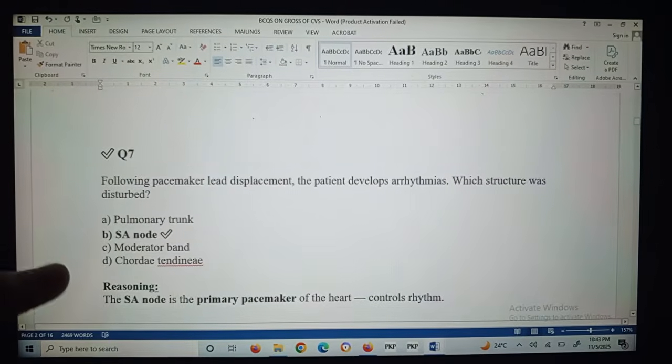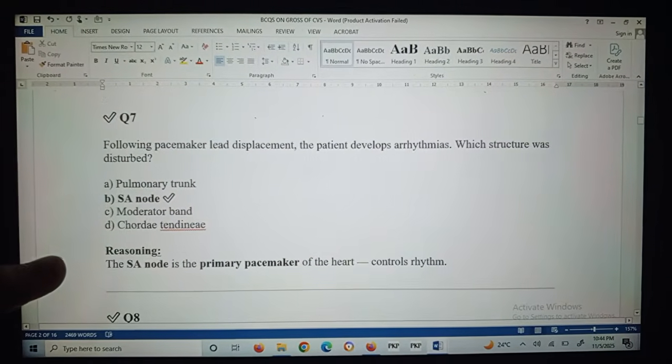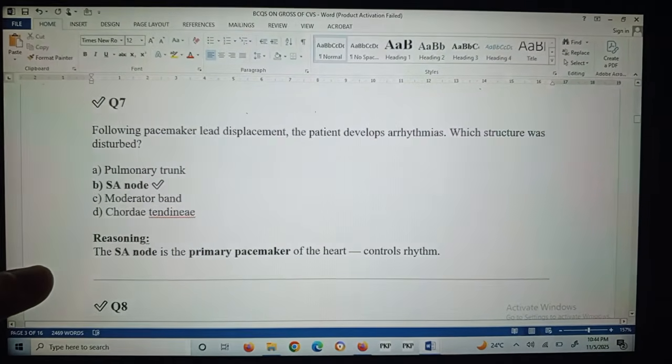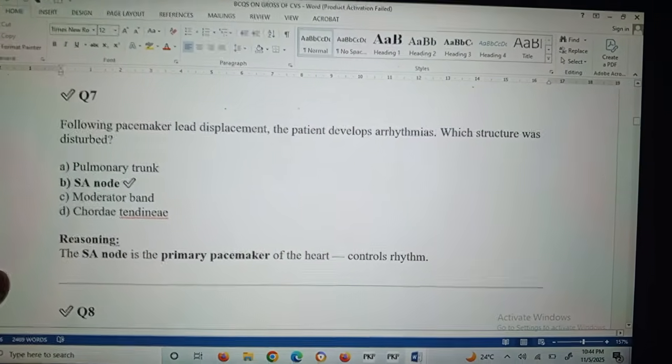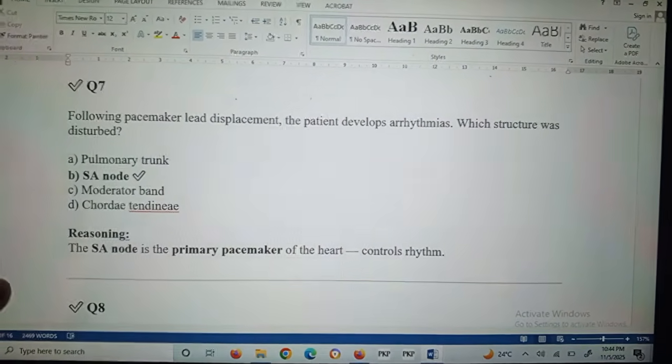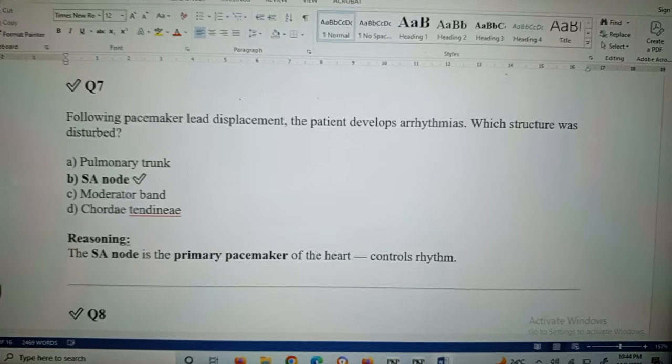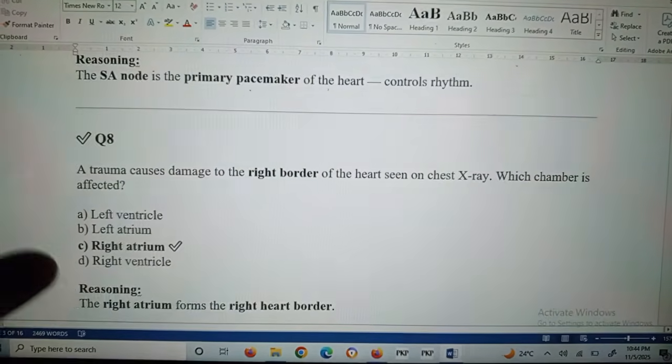Question number 7: following pacemaker lead displacement, the patient develops arrhythmias. Which structure was disturbed? The SA node is disturbed, obviously, because the SA node is the primary pacemaker of the heart, which controls the rhythm of the heart.